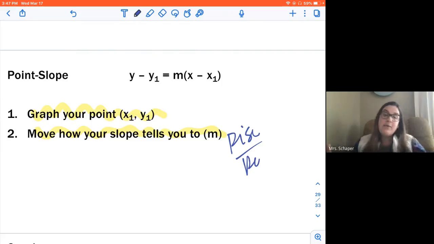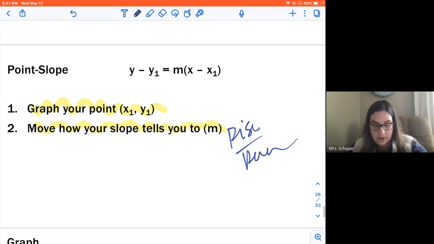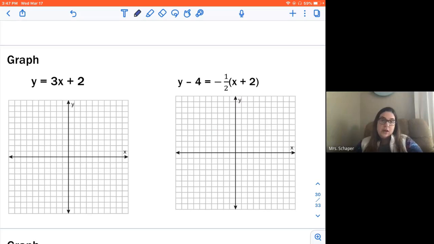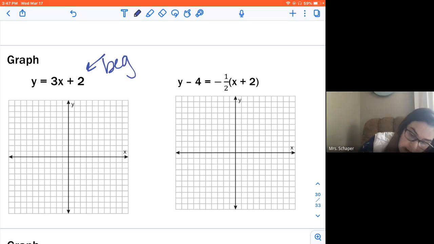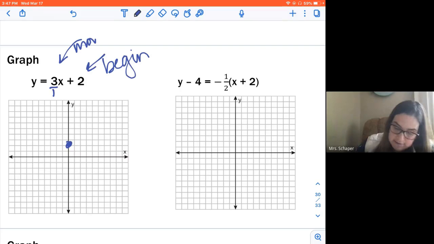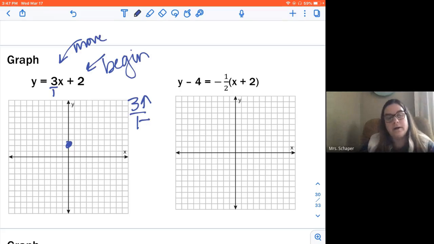All right. So today what we're going to do is talk a lot about graphing. We got this. This first one is in slope-intercept form, y equals 3x plus 2. We're going to begin at 2 on the y-axis. It's called the y-intercept. Then our 3 is really 3 over 1. That helps figure out how we're going to move. We're going to rise 3 and we're going to run 1.